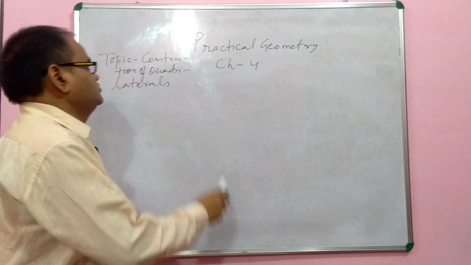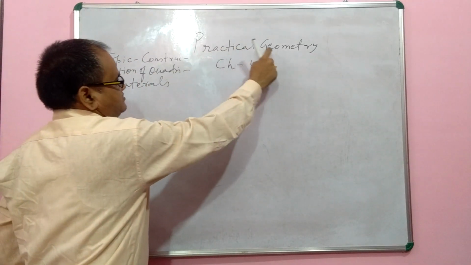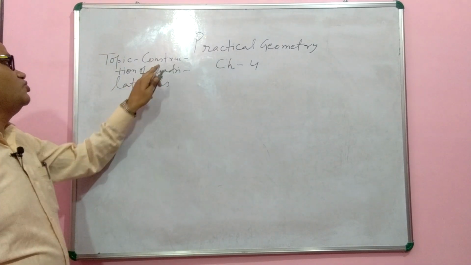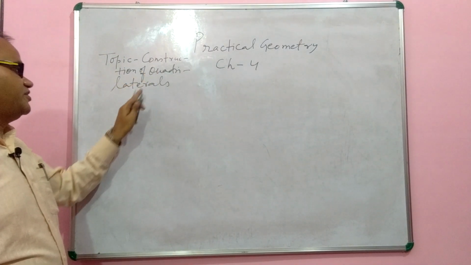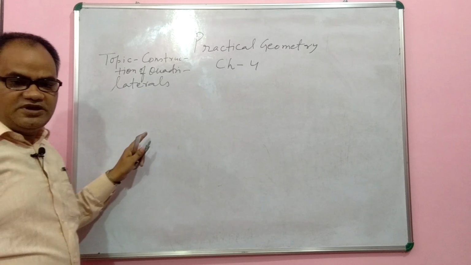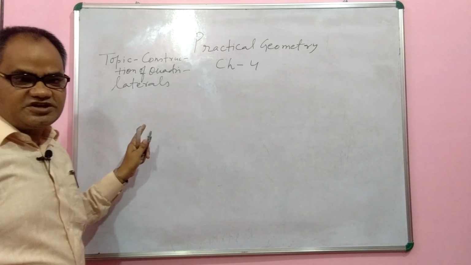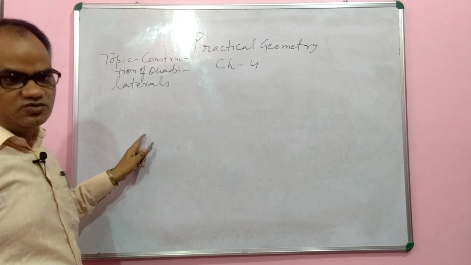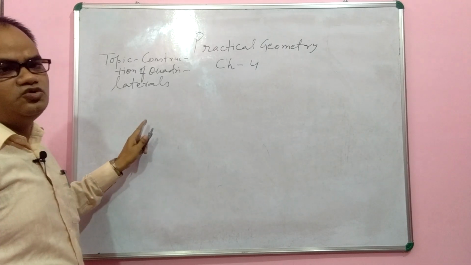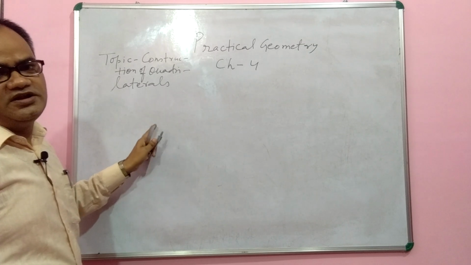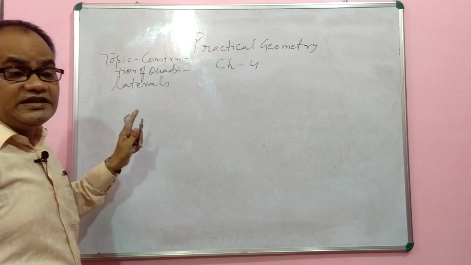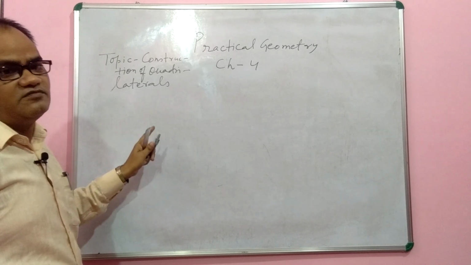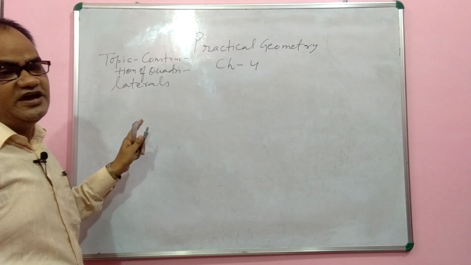Hello students, today in practical geometry chapter 4 we will study how to construct quadrilateral. In the last topic we constructed quadrilateral with the help of three sides and two diagonals, and I showed you how to construct quadrilateral and rhombus also. In last topic we discussed the property of rhombus, that is diagonals of rhombus bisect each other at right angles.